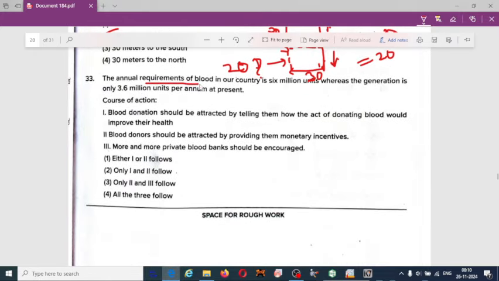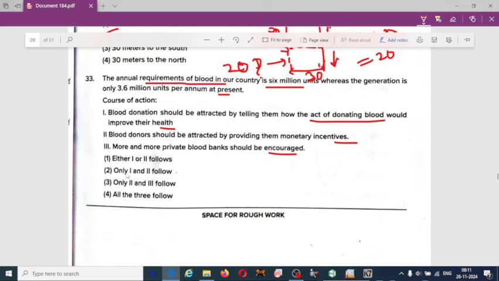Next one, the annual requirement of blood in our country is 6 million units, whereas the generation is only 3.6 million units per annum at present. Course of action. So the first option is blood donation should be attracted by telling them how the act of donating blood would improve their health. This is also correct. Blood donors should be attracted by providing them monetary incentives. Okay. More and more private blood banks should be encouraged.